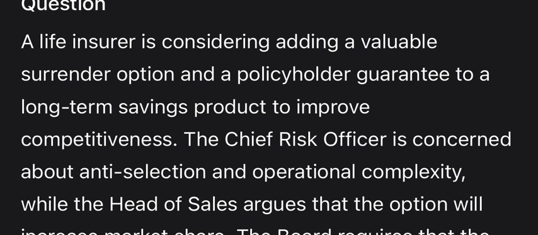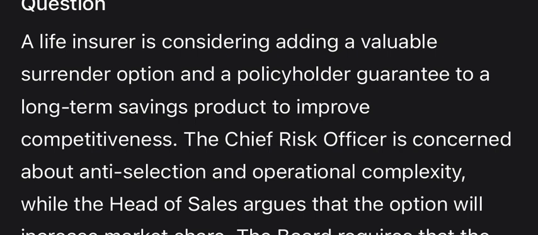Additionally, the 3 lines of defense must be engaged to manage the operational complexity mentioned by the CRO. The first line must ensure that policy administration systems can accurately track and value these options, while the second line, actuarial, provides robust challenge to the behavioral assumptions used in pricing.